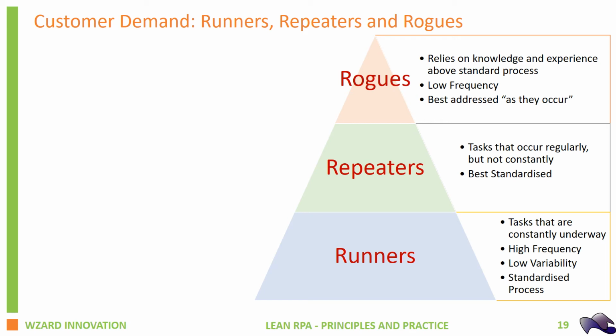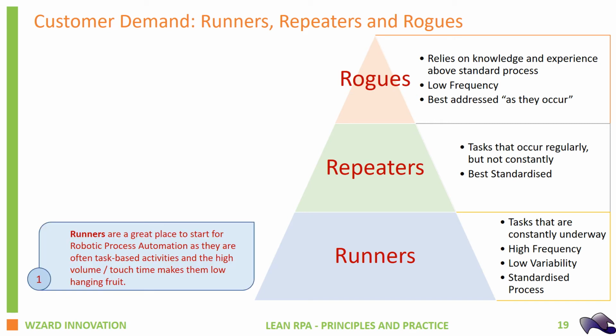This is a great model also for RPA for three reasons. First of all, runners provide a great place to start for robotic process automation. They are often very task-based activities, very rote activities, and high volume. So these are your low-hanging fruit. Your runners give you your first candidate processes.